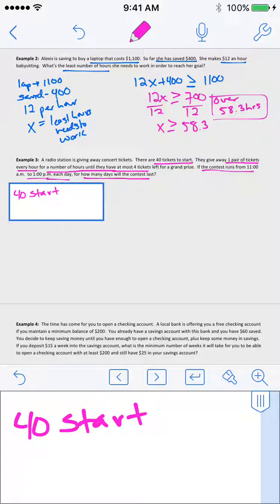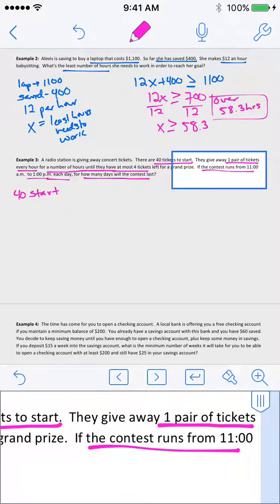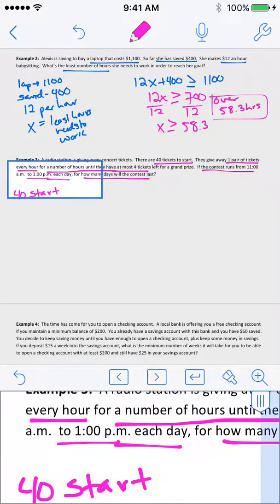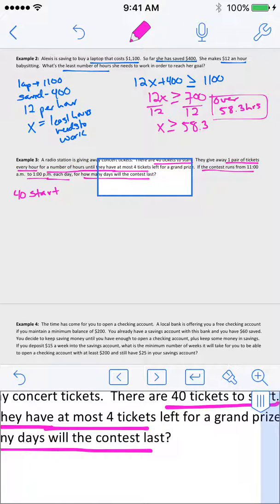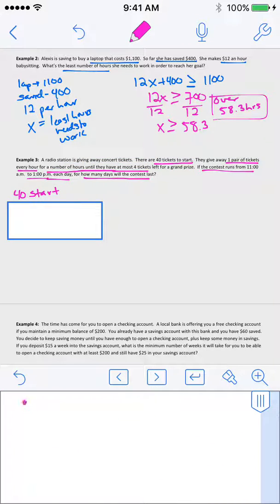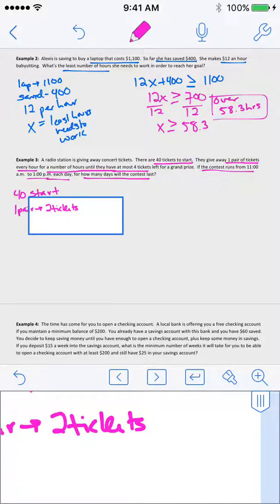That's pretty straightforward. They have 40 tickets to start. One pair every hour for a number of hours until they have at most 4 tickets left for a grand prize. All right, so let's start with the first part. The one pair, that's going to translate to 2 tickets per hour, right? Per hour.